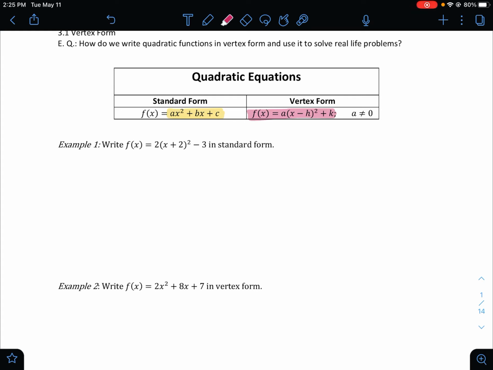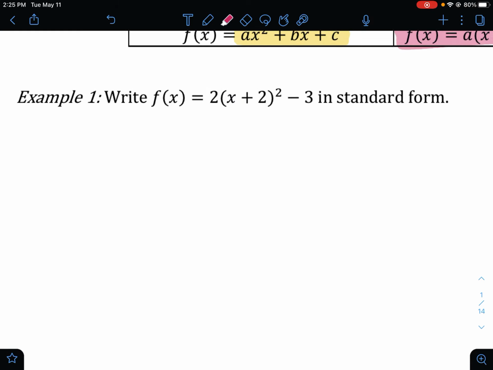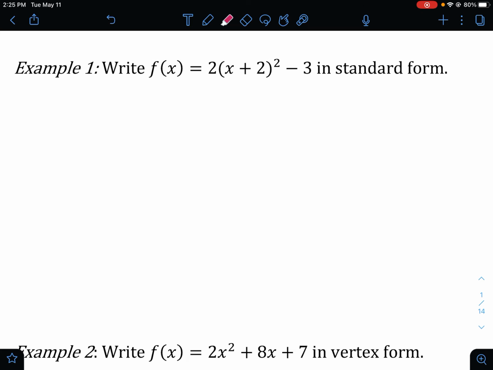All right, so let's take a look at our first example. It says, write f of x equals 2 times the quantity x plus 2 squared minus 3 in standard form. So they gave us the equation in vertex form. We want to write this in standard form. This is the easiest of the two ways. So whenever we're in vertex and we want to go to standard, all we have to do is simplify. So just be careful simplifying. Remember order of operations. I need to take care of exponents before we multiply.